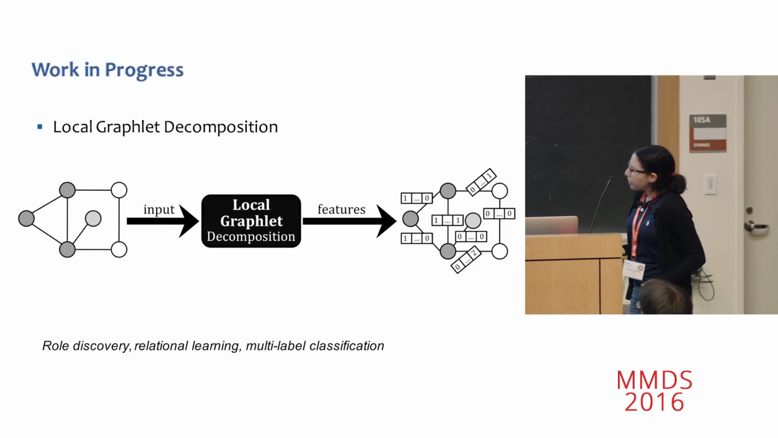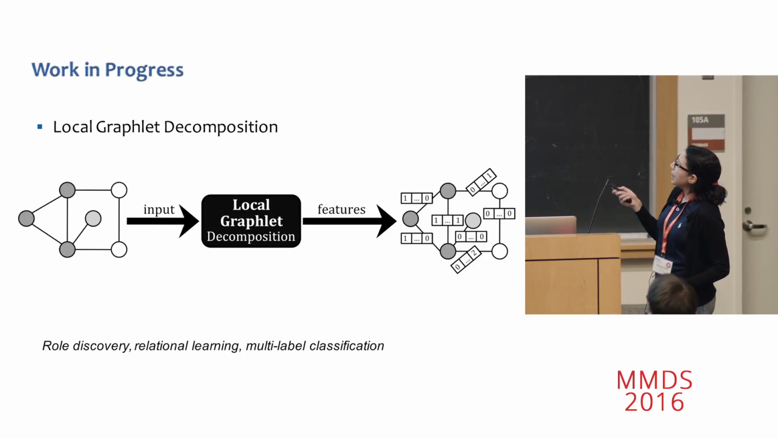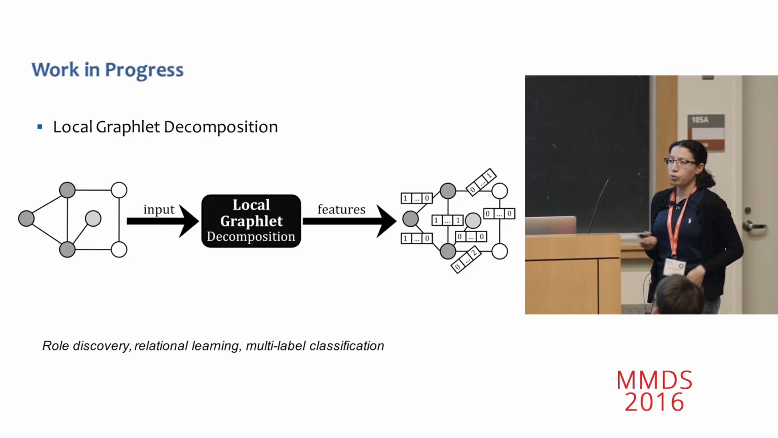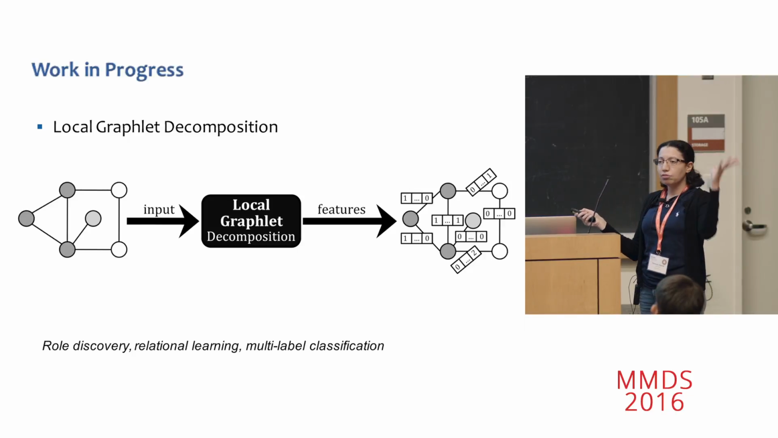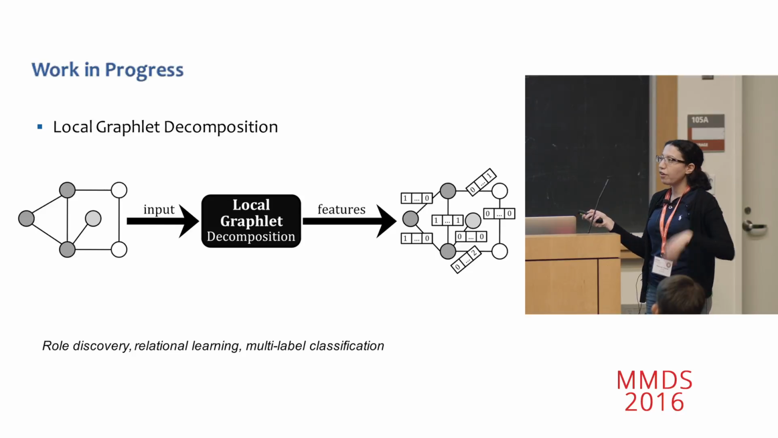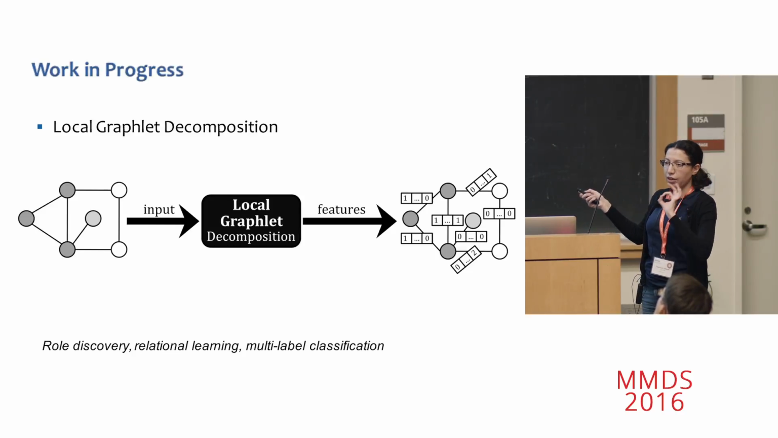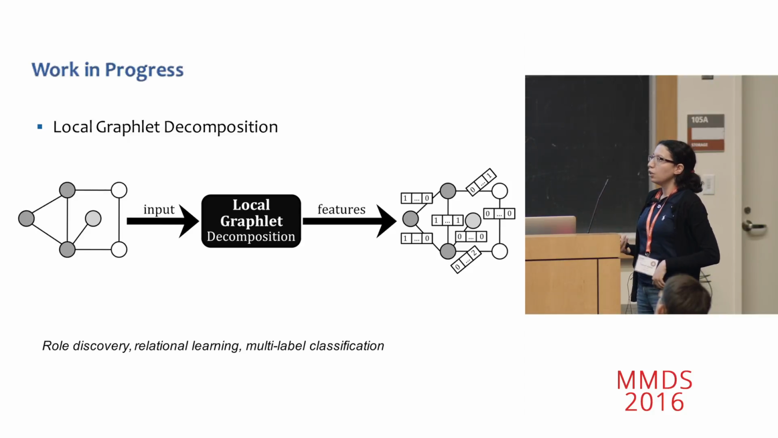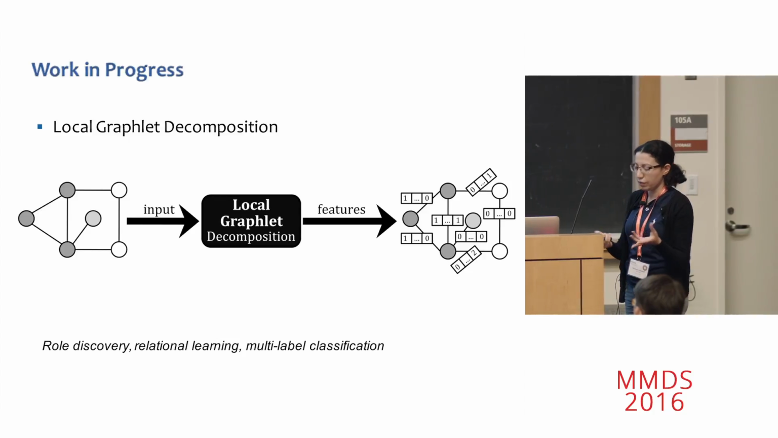Now, some work in progress that we do. We are extending the framework to the local graphlet decomposition, which is slightly different. Instead of trying to count the graphlets globally for the entire graph, we are trying to use them as features on the node and the edge level. There are so many applications for this around the area of relational machine learning, role discovery, and multi-label classification, which allows you to extract structural or topological features from the graph itself.